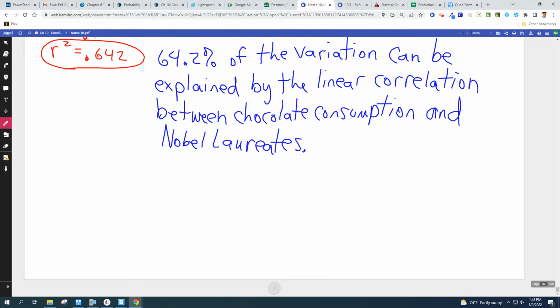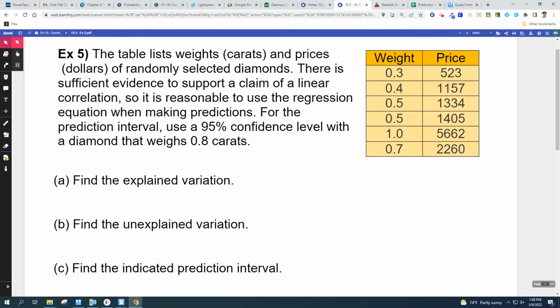So we seem to be out of room, but you have more room on your notes. There's one more example that I wanted to do just to make sure you're prepared for the homework. I've shared this PDF with you on Schoology. Find it if you want to, but here it is. Example 5: the table lists weights in carats and prices in dollars of randomly selected diamonds. There is sufficient evidence to support a claim of a linear correlation, so it's reasonable to use the regression equation when making predictions. For the prediction interval, use a 95% confidence level with a diamond that weighs 0.8 carats.